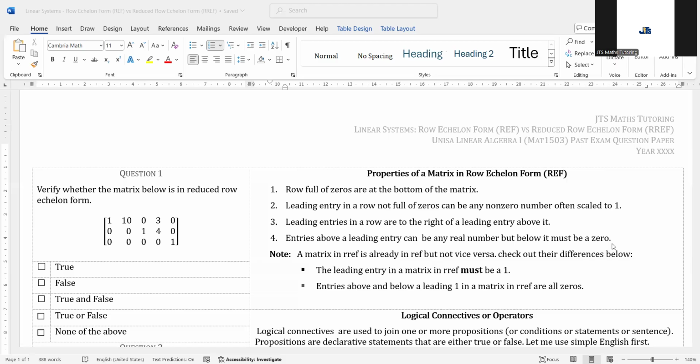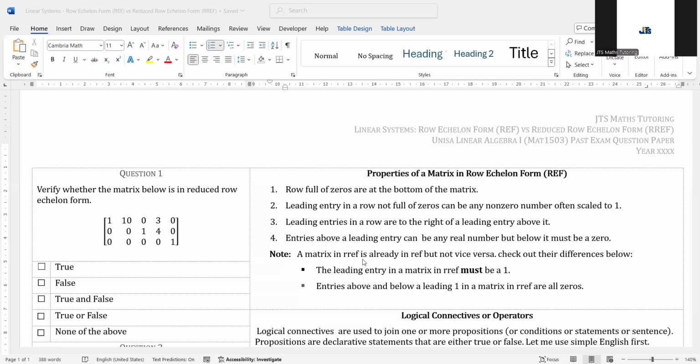Right. I've broken this down in a way that I can understand, to make it easier for you to understand too. Other textbooks only give you 3 properties. They don't even mention this one, which I have here. But the reason I put it there is because I want you to be able to differentiate between a matrix in row echelon form and a matrix in reduced row echelon form. So take note of the note that I have right here.